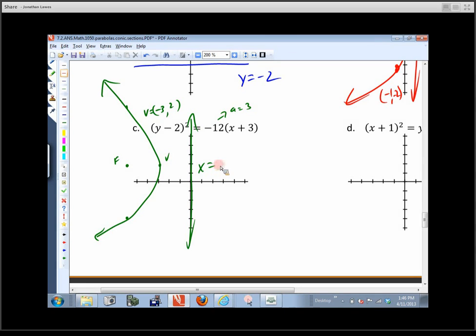Okay. What's the equation for the directrix? 0. Vertex? -3, 2. Okay. Focus? We went back 3 more, so this would be -6, 2. What are these 3 points going to have in common, Justin? Same x-coordinate. And we went up 6, so that's going to be 8. And we went down 6, so that's going to be -4.